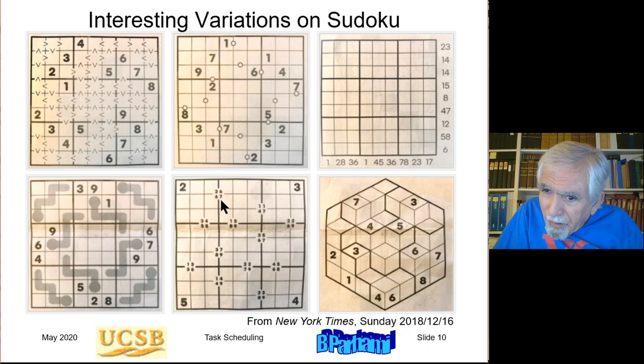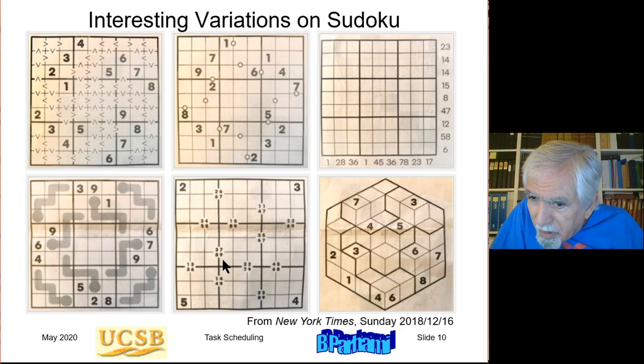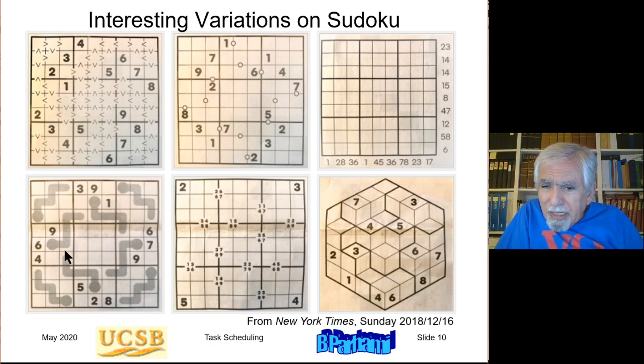Okay. This may be 3789, meaning that these 4 cells contain 378. And this one is also interesting, the lower left puzzle.